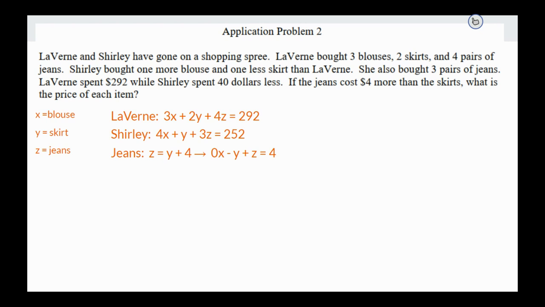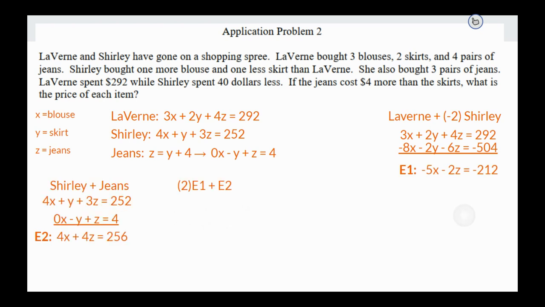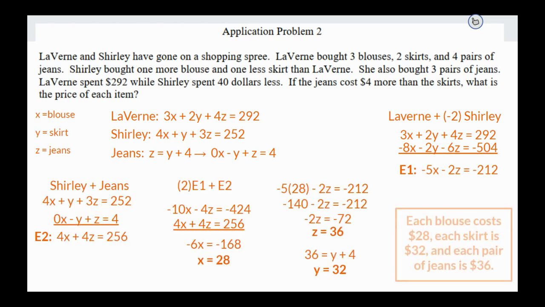Dang, that's really cheap jeans. $36 for a pair of jeans. She's thrifting. All right, so you should have $28 for each blouse, $32 for each skirt, and jeans are $36.